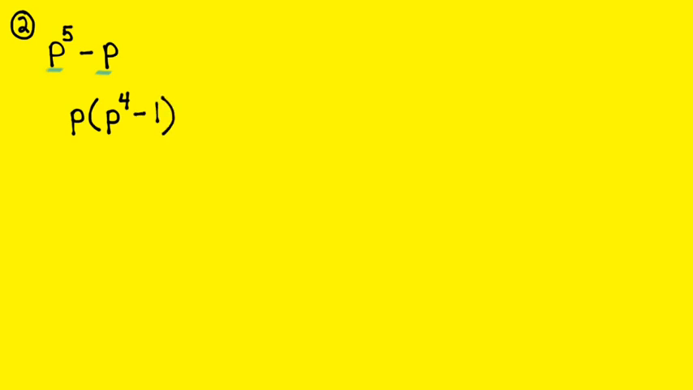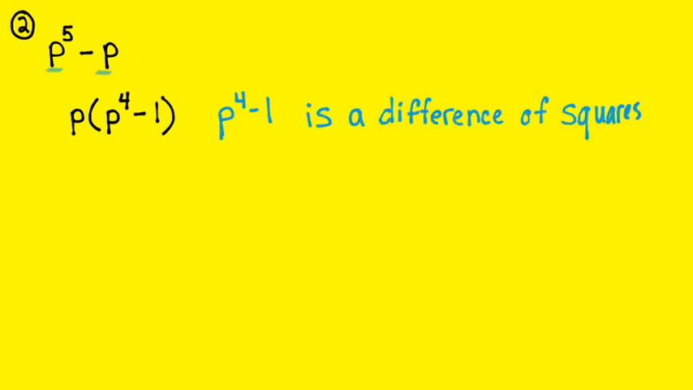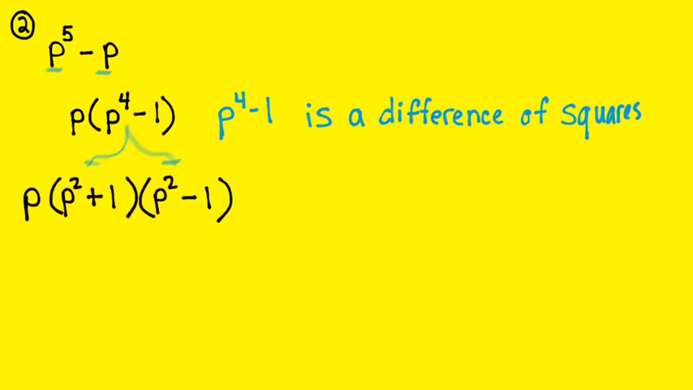Now, 1 is an interesting number because you can square root it an infinite amount of times. So then it just comes to the exponent. Can I divide this in half, right? So P to the 4th minus 1 is a difference of 2 squares, right? So we go ahead and split our P's and do the square root of 1, plus and minus.